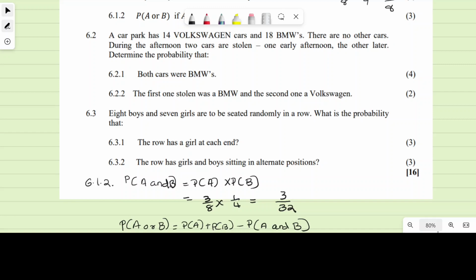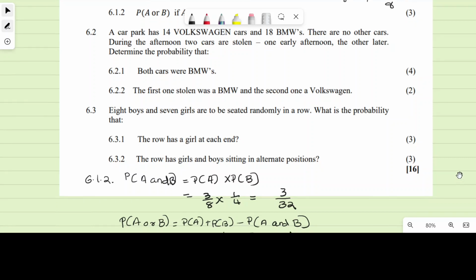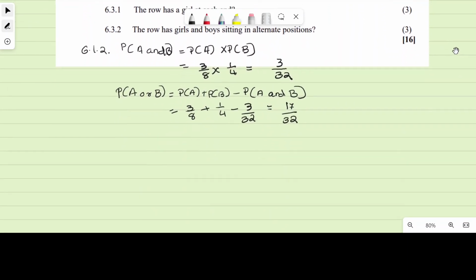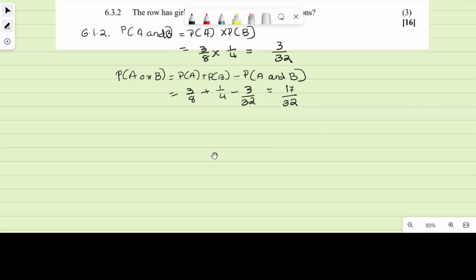Okay, so 2 cars were stolen. So it's not about arrangements or anything. So 2 cars are stolen, so the outcome must be 2 cars. So let's see how we can find the outcomes in this case. So 14 VWs and 18 BMWs. In this case, we can make use of a tree diagram.